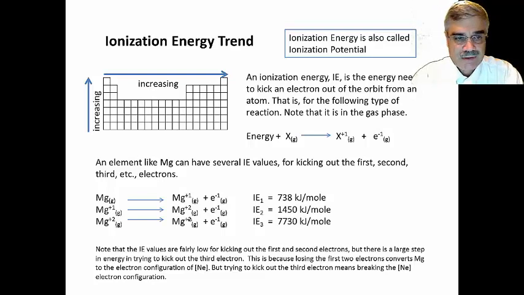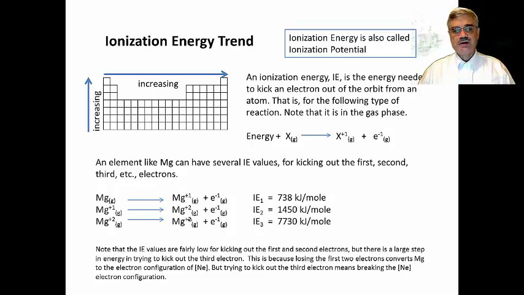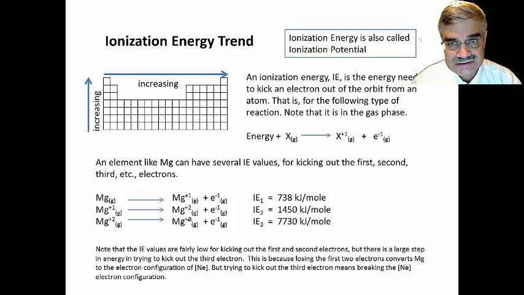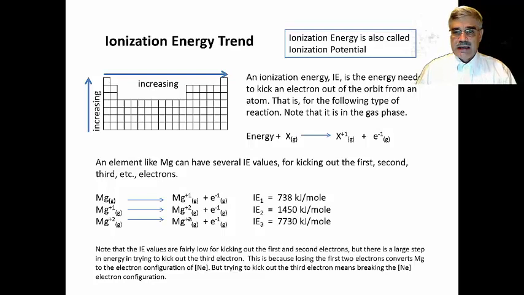Now, what is the trend? The trend is that as you go up the periodic table, the ionization energy increases, and as you go from left to right, the ionization energy increases. Let me explain both of these trends. As you go up, you're dealing with smaller and smaller elements, and the electrons are closer to the nucleus, and because the electrons are closer to the nucleus and they're attracted to the nucleus, it takes more energy to knock them out or to remove them from those orbitals that are closer to the nucleus.